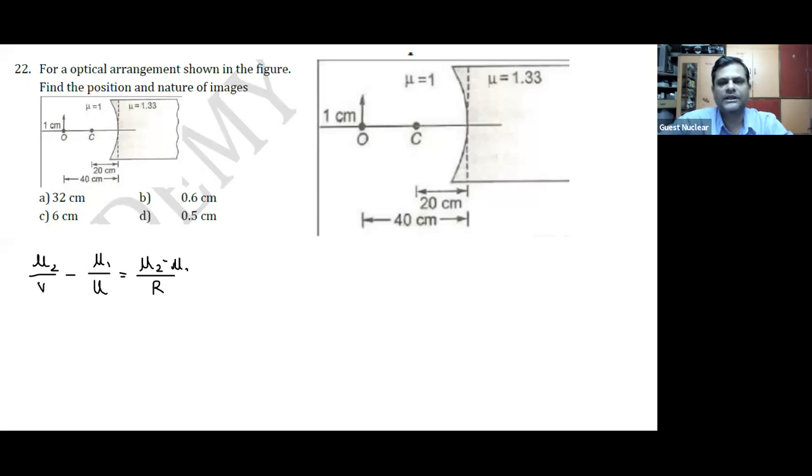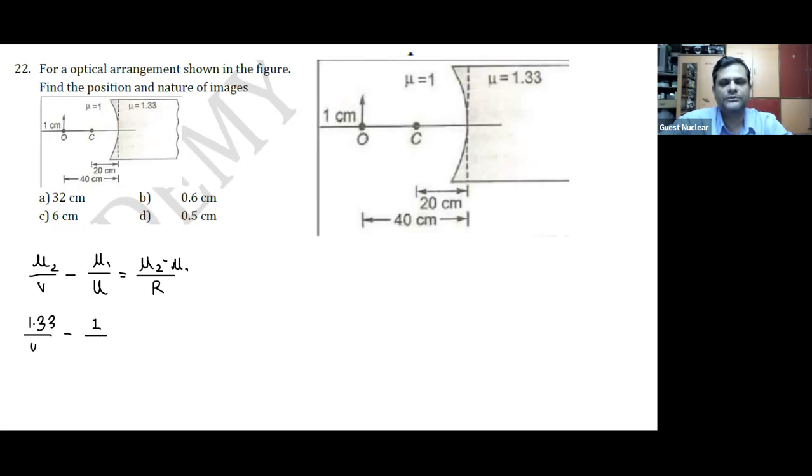So μ2 कितना है, इमेज कहाँ पे फॉर्म होने वाला है, तो इस मीडियम के अंदर जिसका रिफ्रैक्टिव इंडेक्स 1.33 दिया हुआ है. Okay, so therefore we can just get it as 1.33 replaced here. Yes, and v to be found out minus μ1. μ1 means the refractive index of the medium in which object is placed, where object is placed in air. So therefore, μ1 will be replaced by 1 here in this case.